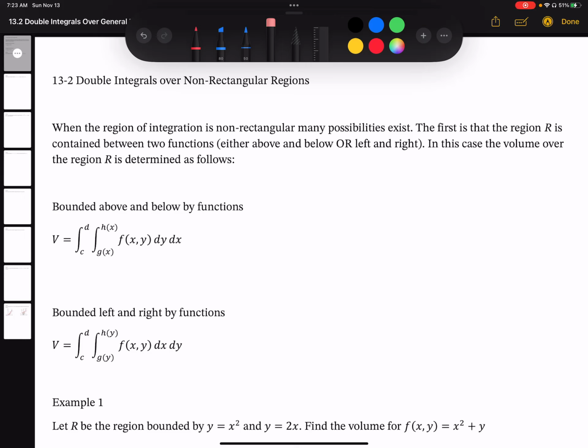Hey students, in this video we're going to talk about integrating over non-rectangular regions. So for this video we're going to consider only integrating over regions that are contained between a series of functions. Procedurally and analytically, this is not different from what we did in 13.1. We have to identify an outer set of limits and an inner set of limits. But since the region is not rectangular, one of our sets of limits is going to be a function, and the outer limits always have to be two numbers.